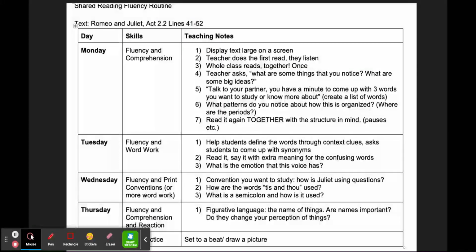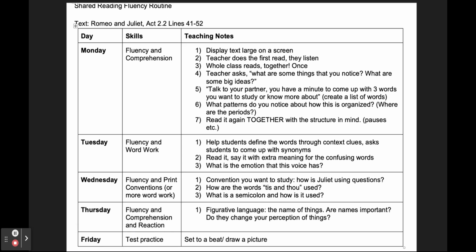Okay. So, this is the handout that I received about a shared reading fluency routine from another teacher, and she got it from someone else. But she said it was really effective. And so this one is you would do this with your class every day of the week.